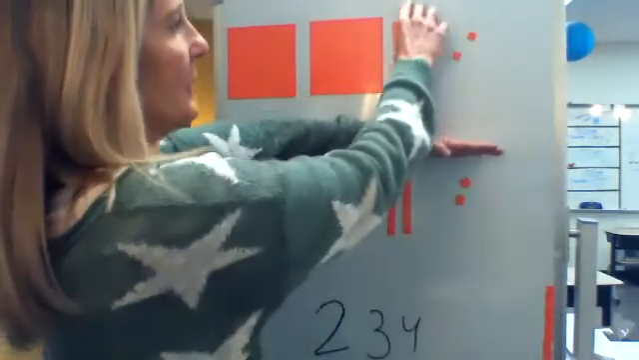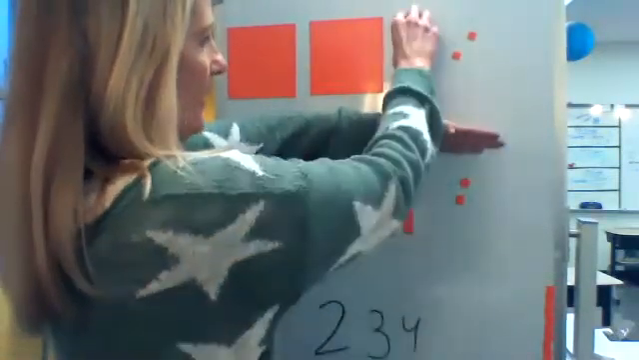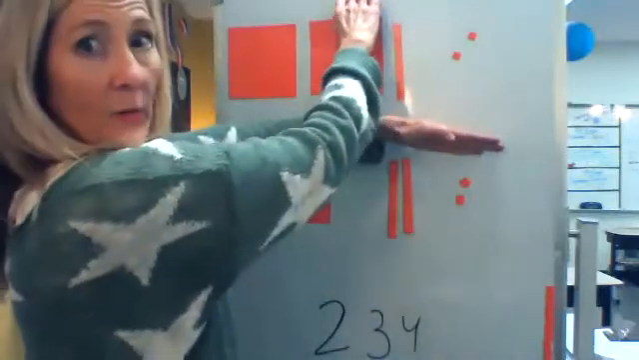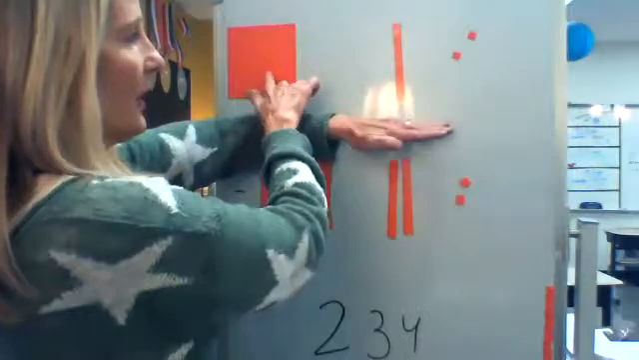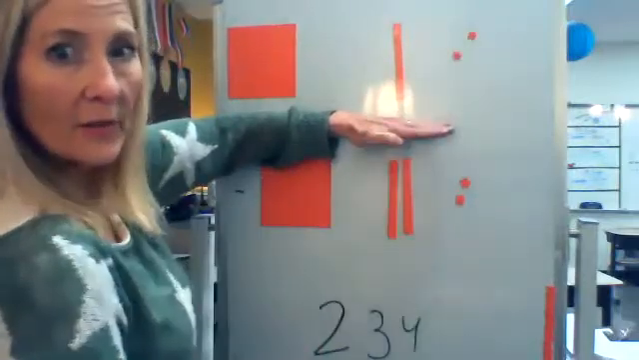And I want to take 20 away from here. And I have enough to do that. And then I want to take 100 away. And I have enough to do that. What am I left with at the end? 100, 10, 11, 12. 112.